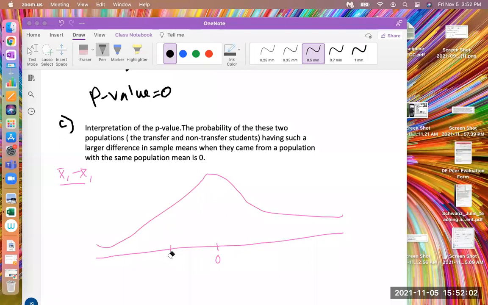I'm sorry, because it's a t distribution. Means have t distributions, not z distributions like how proportions have. It is a t distribution, and there's a distribution of the sample mean differences.